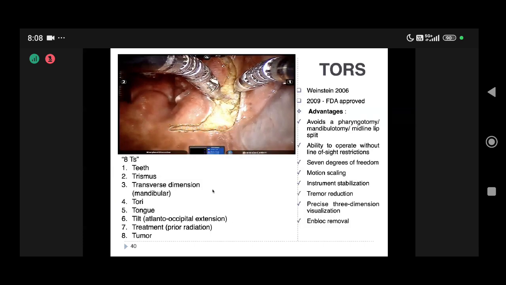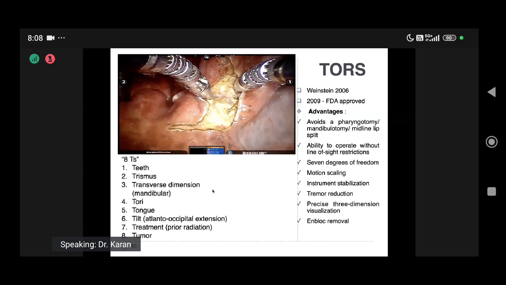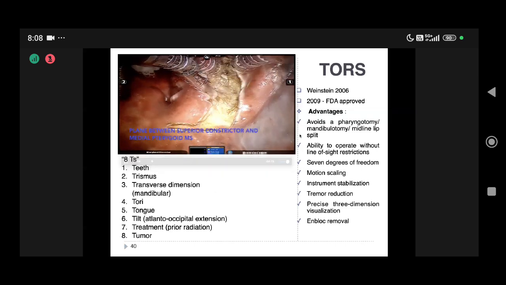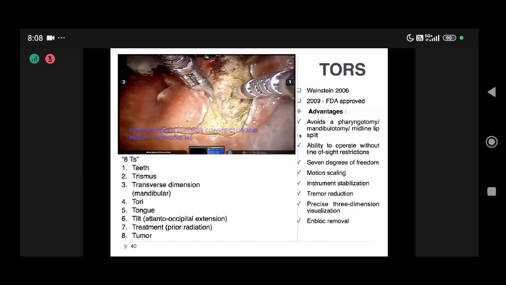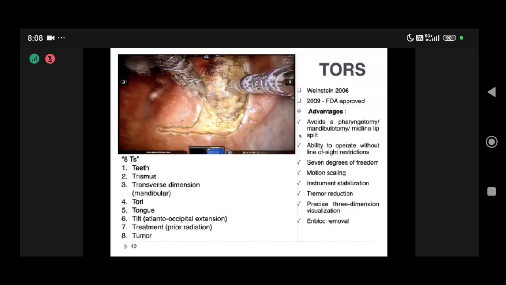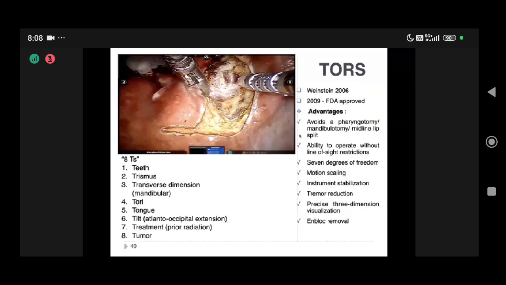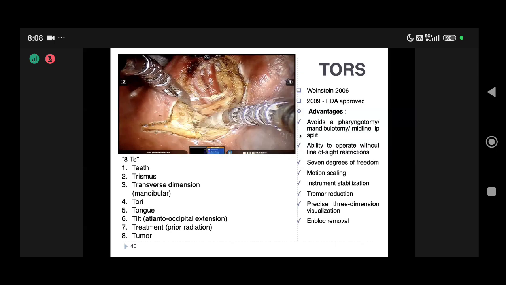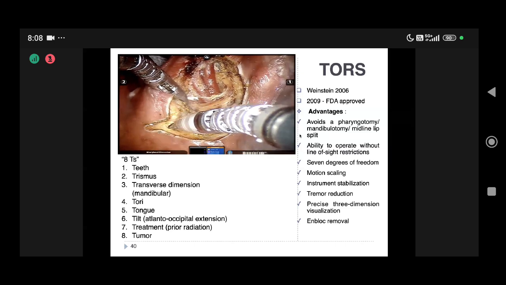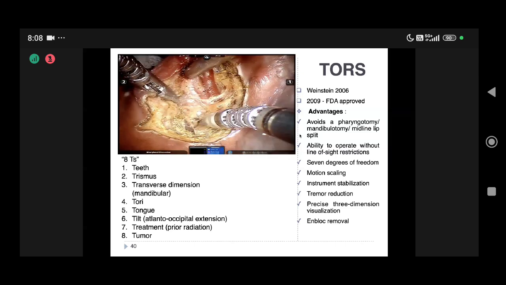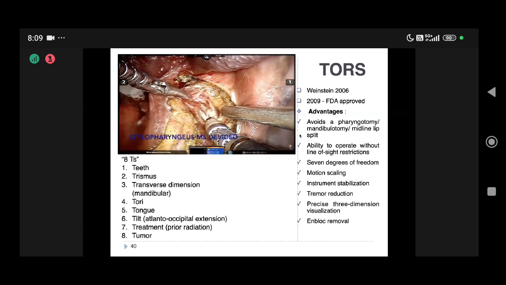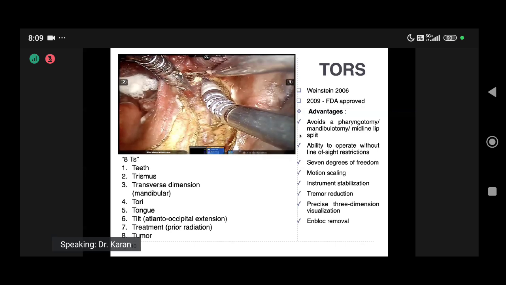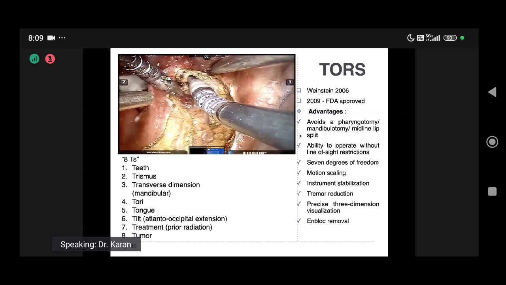So, as I say, TORS has been a big boon to oropharyngeal cancers. And why is that? Is because one, it avoids a pharyngotomy or a mandibulotomy or a midline split. It has an ability to operate without line of sight restrictions because you can see around corners because of the angled scope, and the instruments that we have 7 degrees of freedom. There is motion scaling. What the surgeon sees in the 10x view. So the visualization is magnified and great. You can see structures which you would not be able to see with your naked eye. There is tremor reduction. There is precise three-dimensional visualization, and it's an on-block resection.